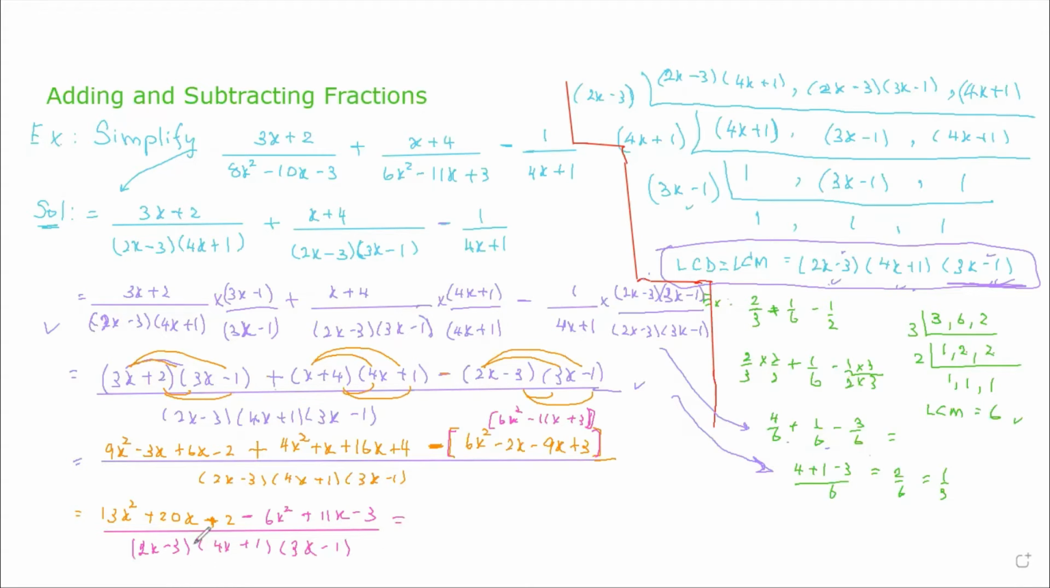Okay, simplify now. 13, take out 6, we left what? 7, right? So 7x squared. 20 and 11 become 31, so plus 31x. And then this one plus 2 minus 3 becomes negative 1. Okay, so now over the bottom same, just lay it down.